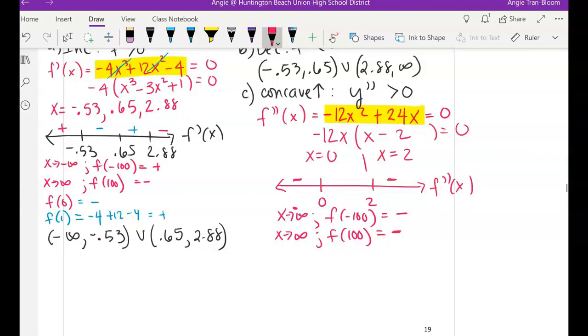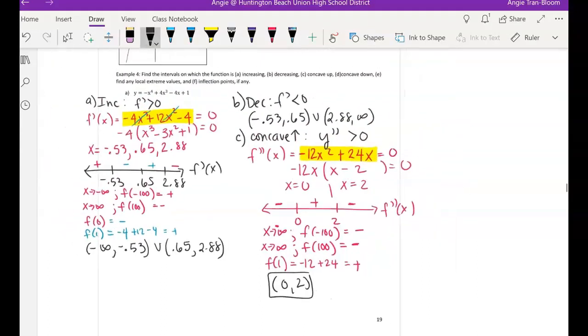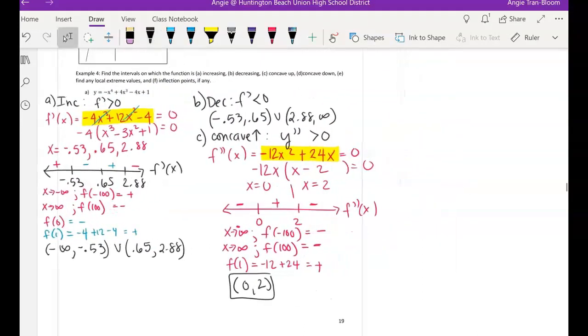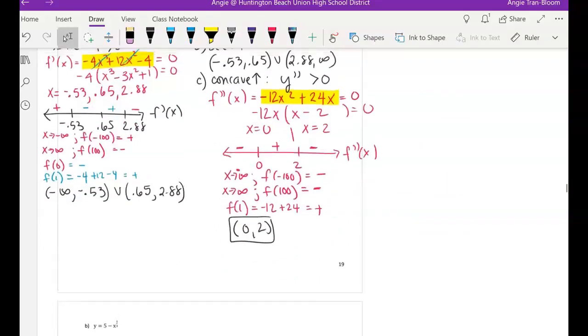In between 0 and 2, I will use 1. So f double prime of 1 is 1 squared is 1 times negative 12 is negative 12 plus 24, so that's positive. So when is it concaving up? Concaving up only between 0 and 2. So all of that work, okay? But that will also help me answer D, which is concaving down.